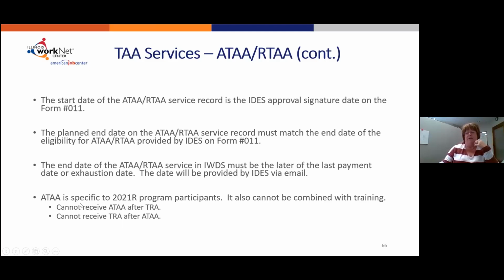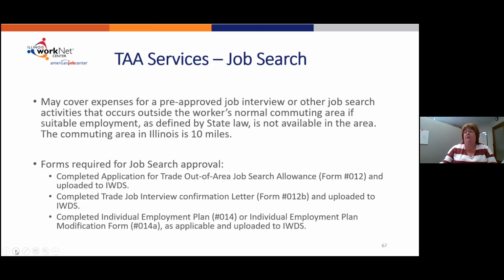So that's a caveat, the difference between a 2021R participant and any other participant, because other participants can receive RTAA, but it is limited. If they have received TRA, then they won't get the whole $10,000 amount. It's all calculated by IDES. We don't try to figure it out. We let them do that.